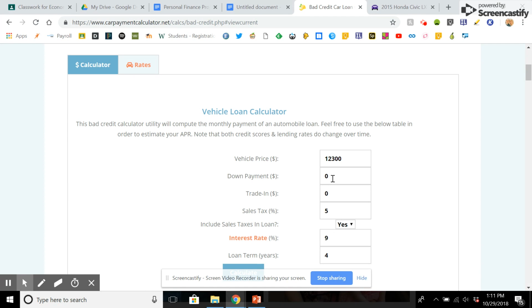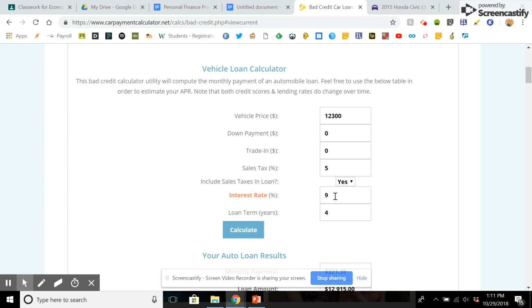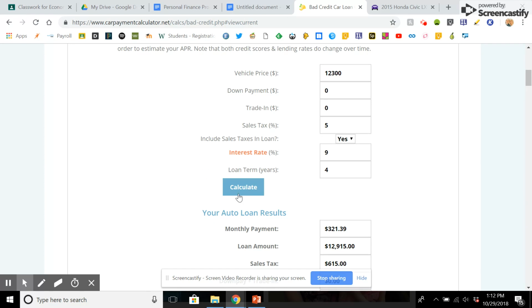Now, we're going to say that I didn't put down any down payment. Let's pretend that I'm a poor college kid. I don't have any money. No down payment, no trade-in, 5% sales tax. In Greenville, South Carolina, sales tax is 5%. So we're going to do that there. Include sales tax in the loan, change that to a yes. Yes, we want to include the sales tax in the loan. And then leave the interest rate at 9%. 9% is actually pretty good if you have poor credit.